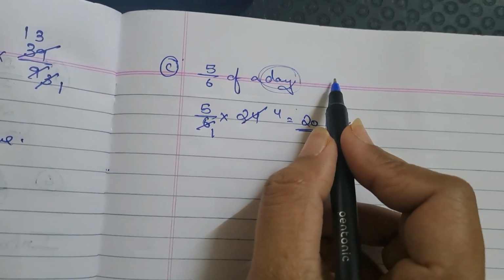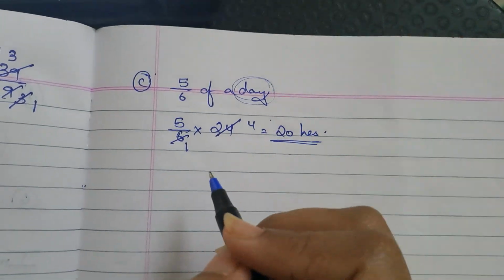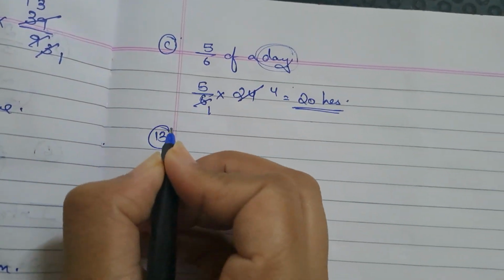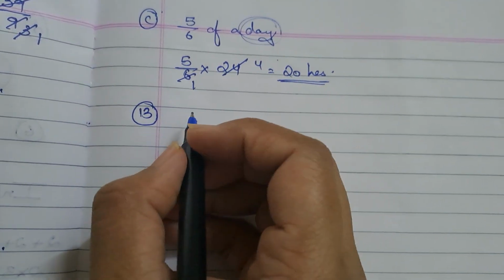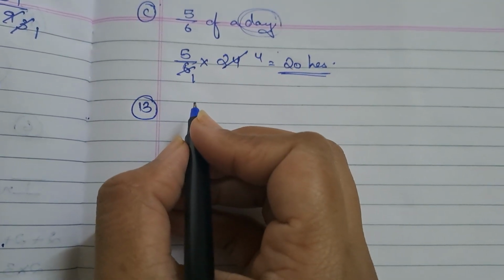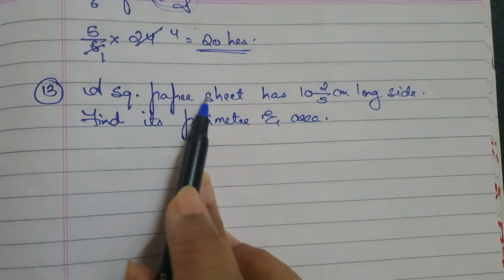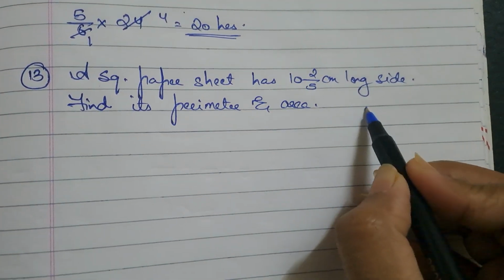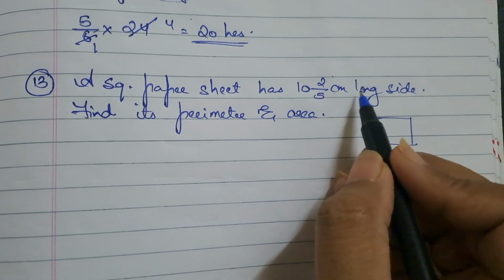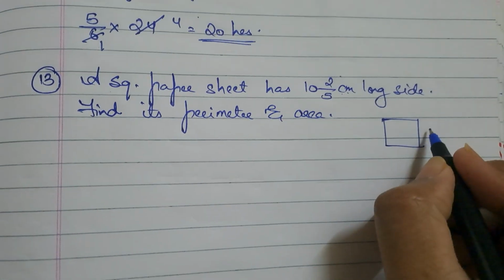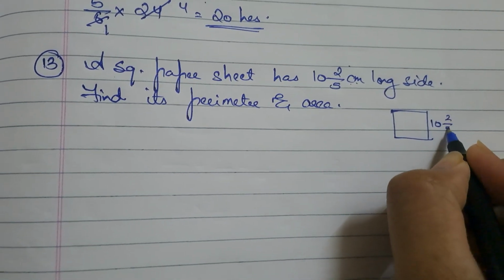A day is made up of hours, and so you're taking it like this. Okay, moving ahead with the 13th question. It says that a square paper sheet has 10 2 upon 5 centimeter long side. Let me just write it down. So the side is 10 2 upon 5 centimeter.